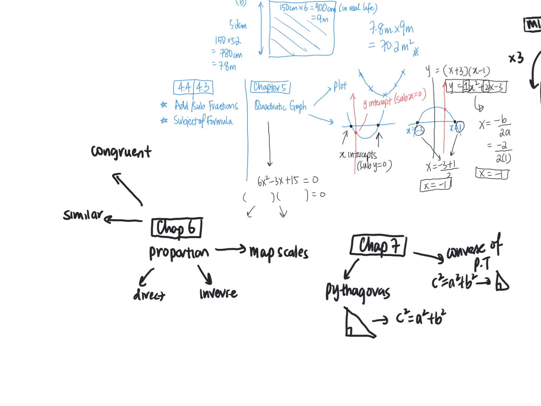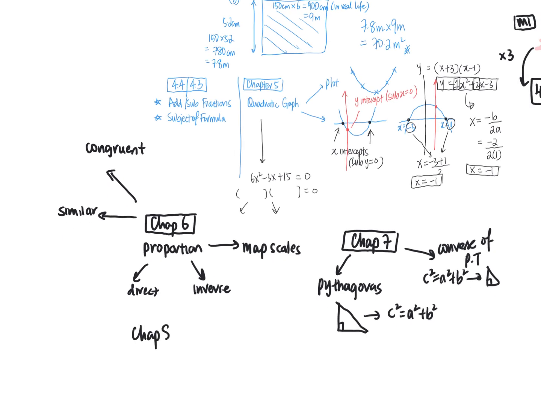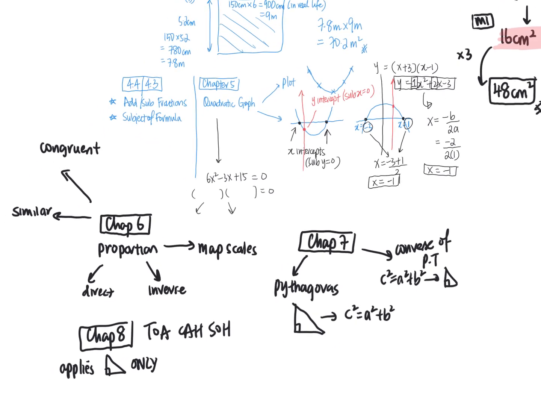And then last chapter, chapter 8, is Tuakaso. And it's only used for right angle triangle only. Applies to right angle triangle only. So you should expect all this in your exam.